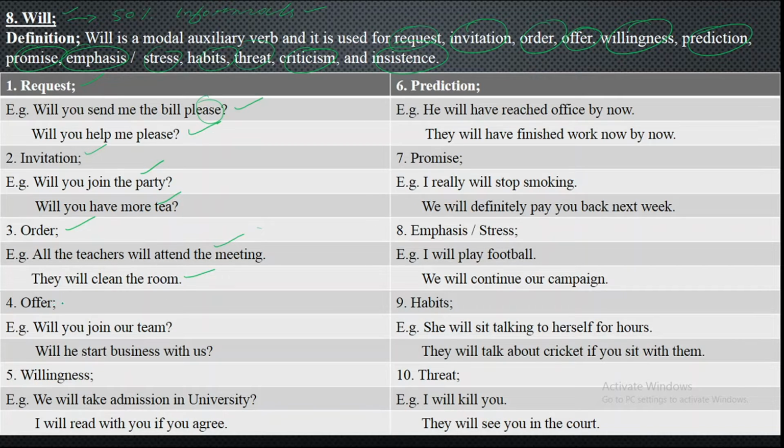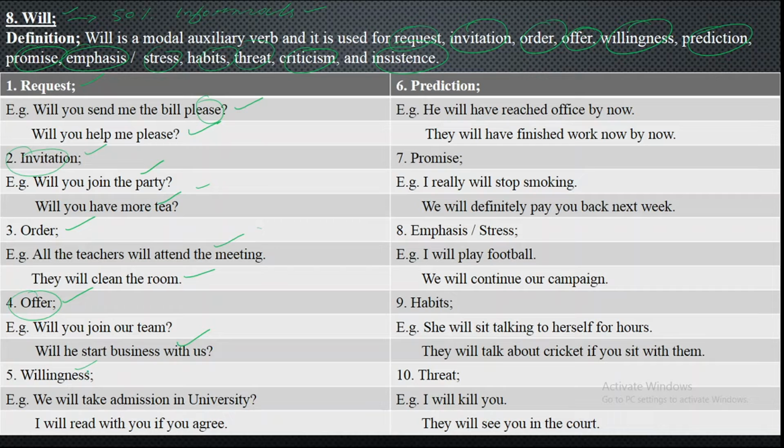In the same way, the fourth usage we have got, that is offer. Will you join our team? That is offer to someone. And will he start business with us? Again, it is offer. And keep in your mind what is difference between invitation and offer. Invitation can be for a short term of period, but offer is used to ask someone permanently or for a long term conditions.